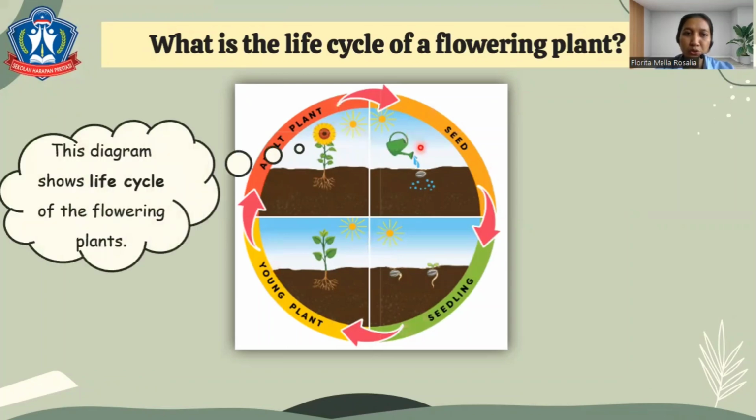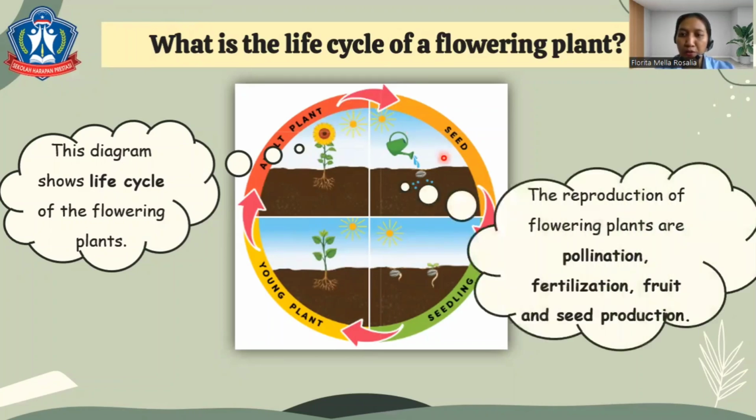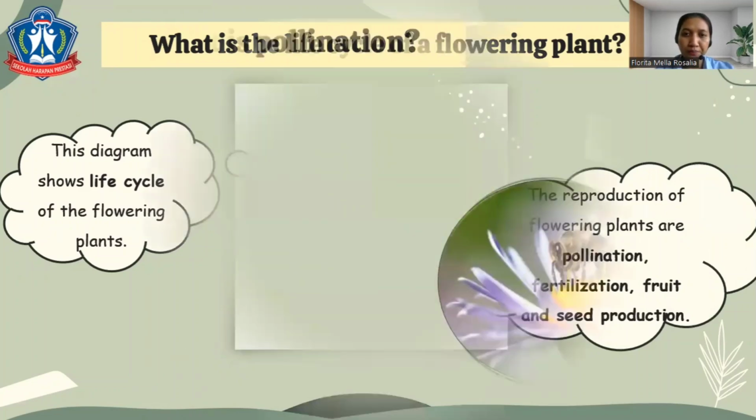This diagram shows the life cycle of the flowering plants from the seed, and then it becomes seedling, young plant, adult plant, and goes back again to the seed. And the reproduction of flowering plants involves pollination, fertilization, fruit and seed production.